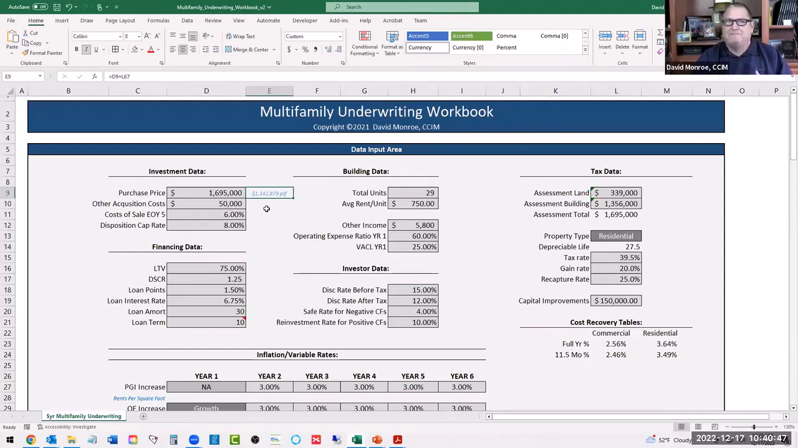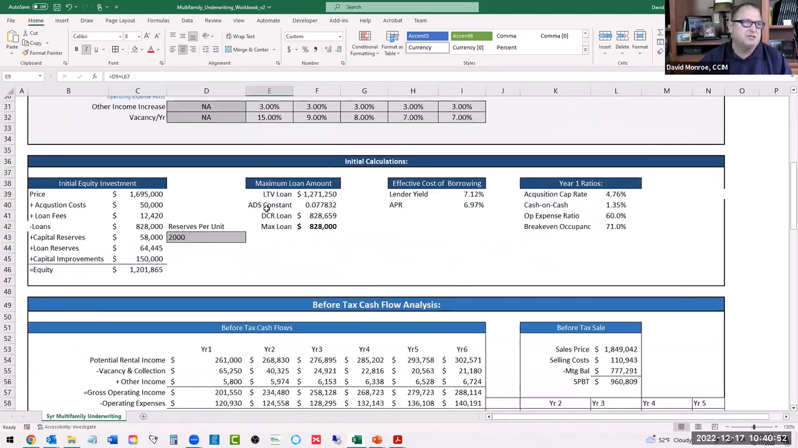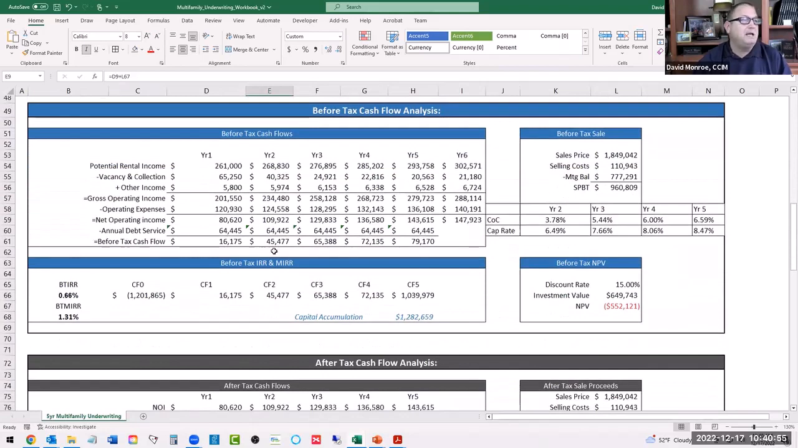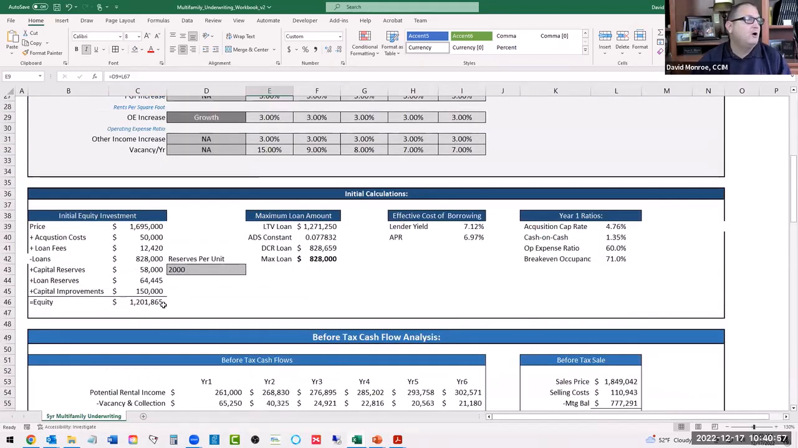If I'm just JVing, I have every piece of information I need at this point, because in a JV you're pari passu, meaning what I put in is what I get out. So if I know that I need a total equity of $1.2 million to purchase this asset based on these cash flows and that purchase price, then if I'm bringing $300,000 and the other three are bringing $300,000 each, that's $1.2 million.